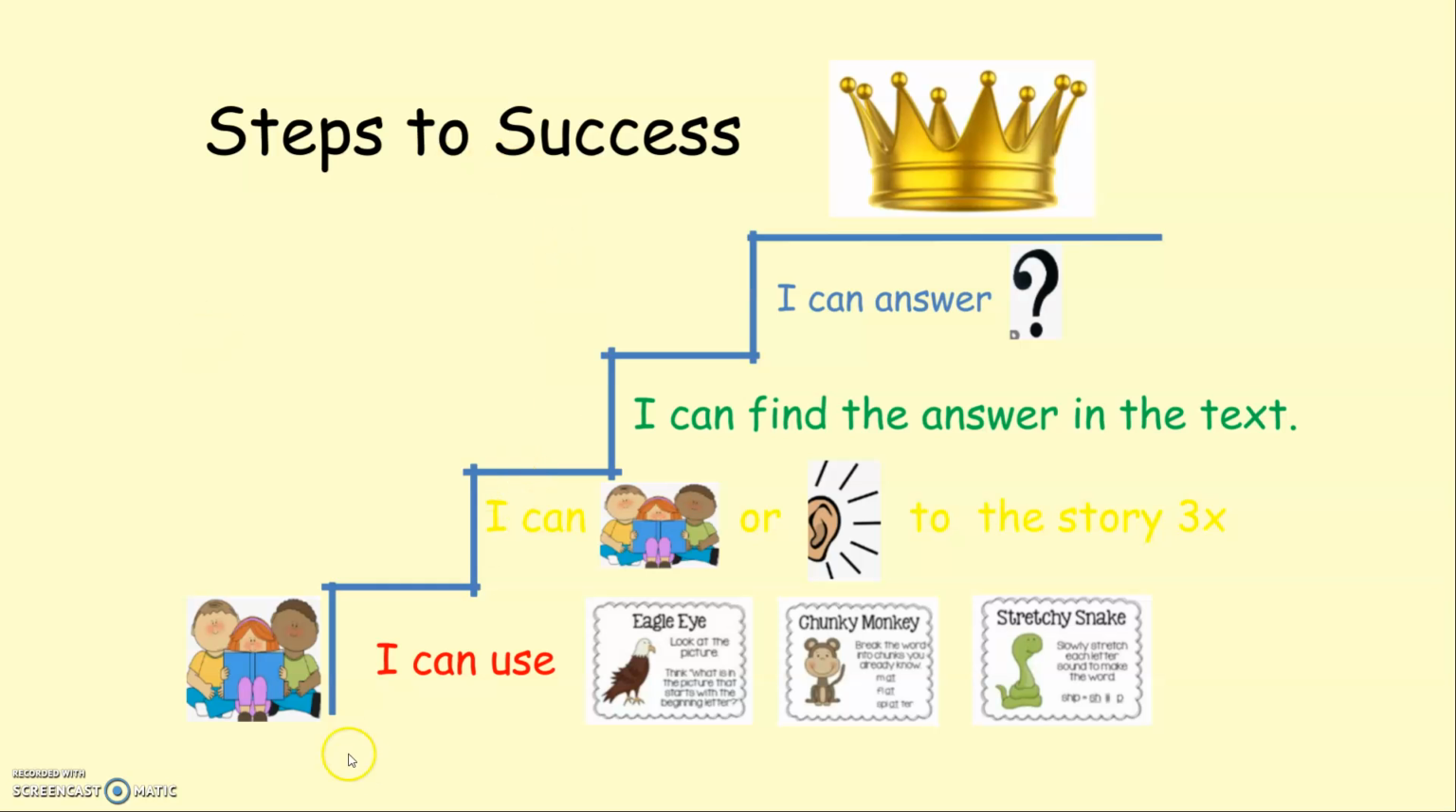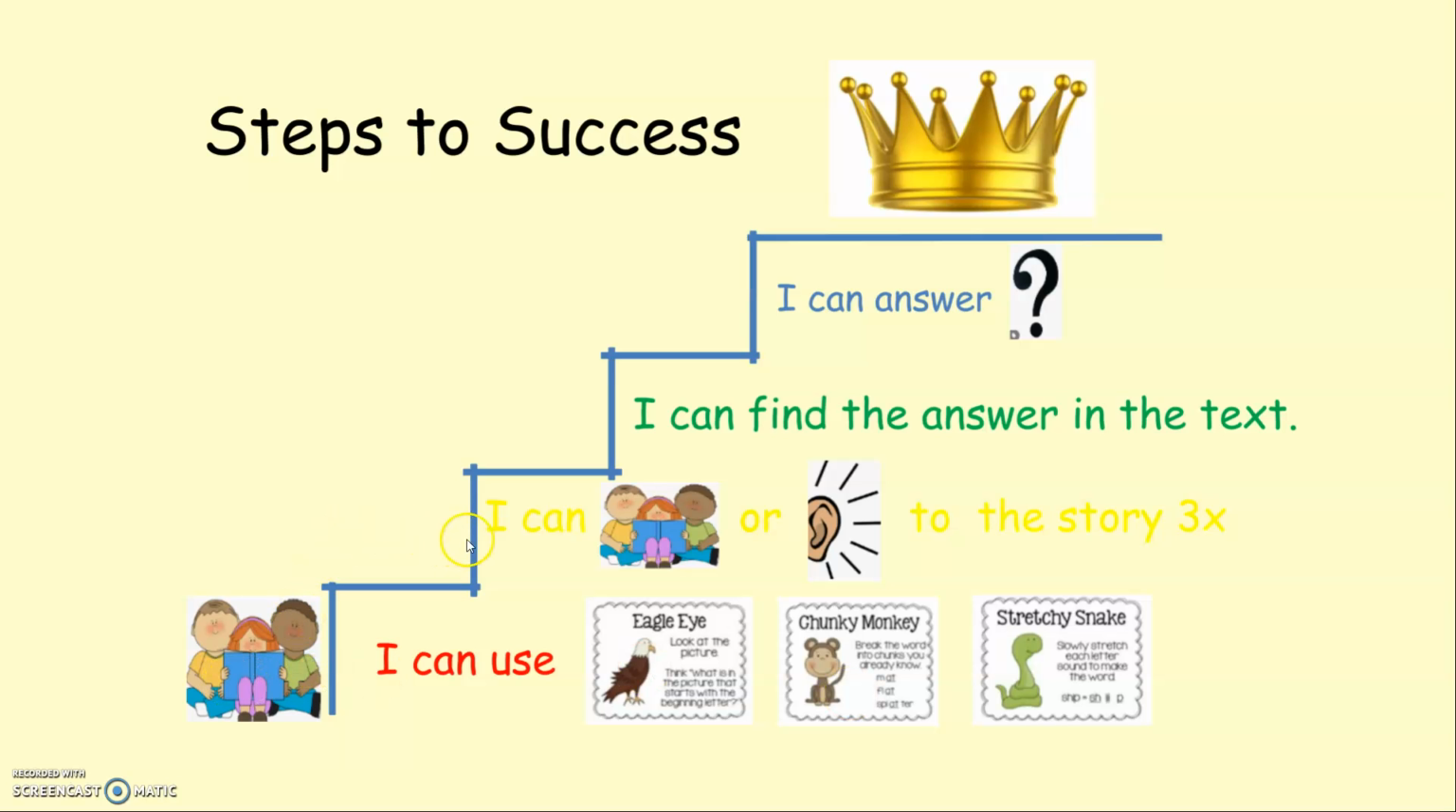So step 1, I can use eagle eye, chunky monkey and stretchy snake. Eagle eye is when we look at the picture, look at the word, what does it begin with? We try and find that in the picture. Chunky monkey, we break up the word into smaller chunks that we already know and then we put them back together again. And stretchy snake, we stretch out the word really long, listening carefully to all the sounds. So that's step number 1.